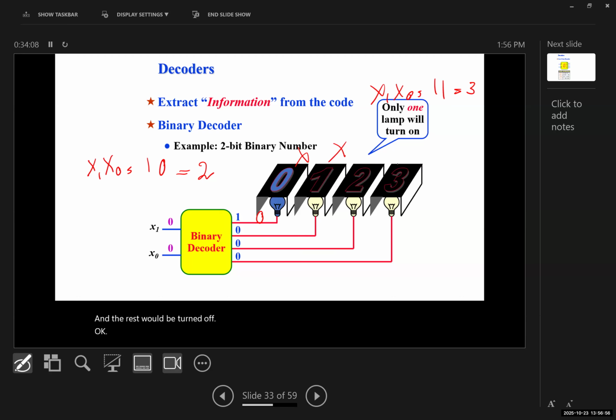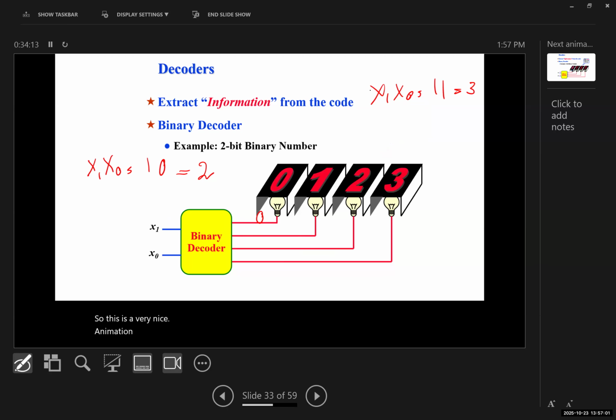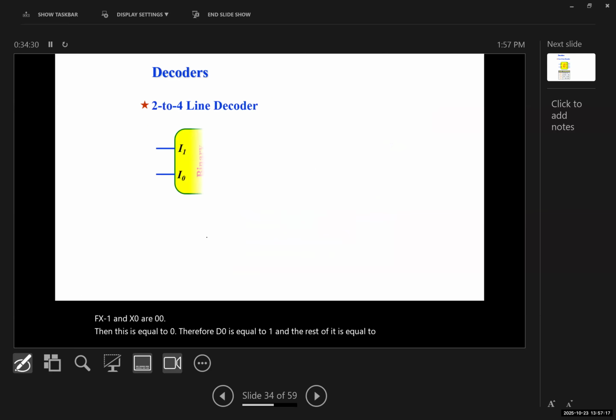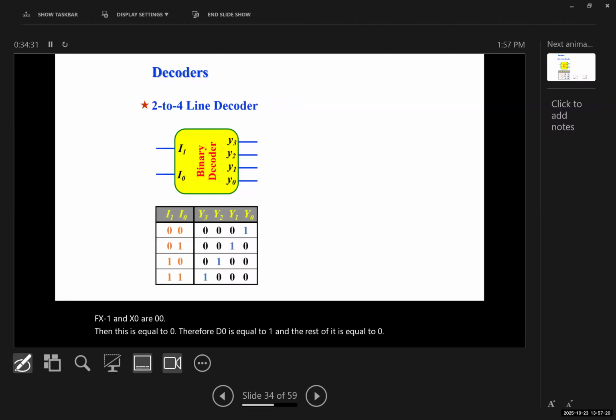So this is a very nice animation as well. So for example, if X1 and X0 are 0, 0, then this is equal to 0. Therefore, D0 is equal to 1. And the rest of it is equal to 0. And this is a truth table for it.